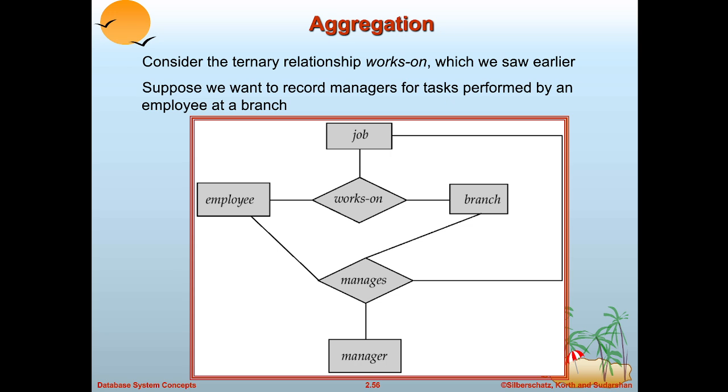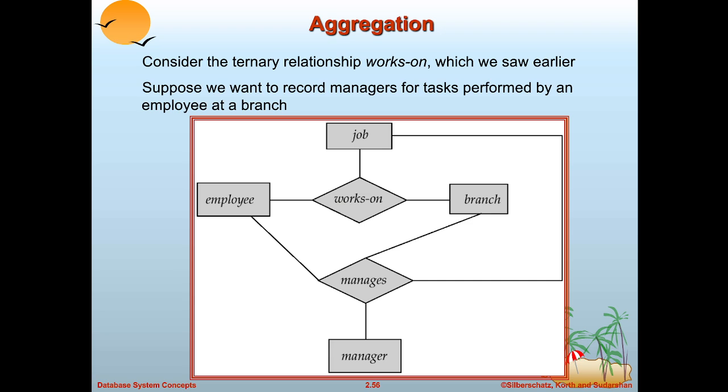Aggregation is nothing but a ternary relationship. Ternary relationship means if you are having n number of relations, then your ER diagram is going to be called a ternary relationship. It contains a ternary relationship. Suppose we want to record managers for tasks performed by an employee at a branch. This is how you have to draw employee, branch, manager and job. These four things are going to be called entities, and I am in need of more than one relationship.